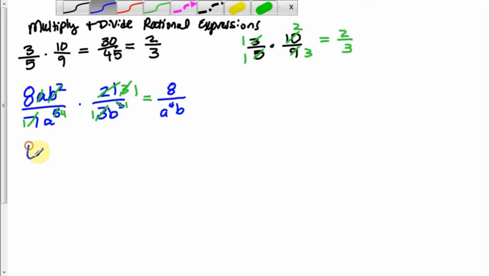So 6m minus 6n over 35n times 5 over m squared minus n squared.